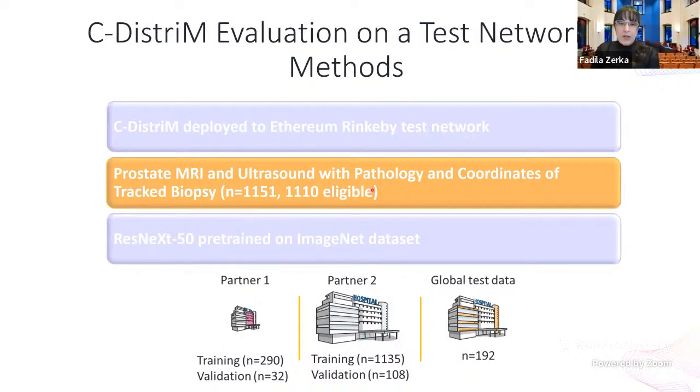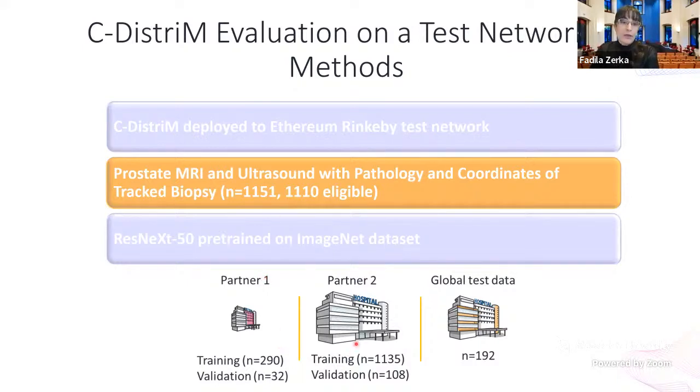CDISTREAM was further tested in real-world settings by deploying the CDISTREAM smart contract to the Ethereum Ropsten test network. To test and evaluate this prototype, we used the prostate MRI and ultrasound dataset, which consists of 1,151 subjects, and only 1,110 subjects were eligible for further analysis.